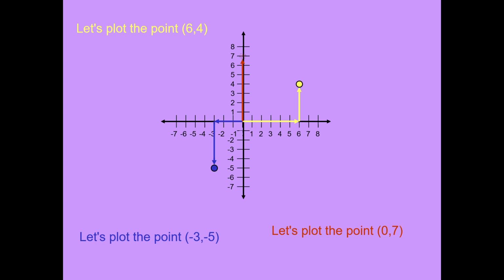Another point here is (0, 7). Starting at 0, go up 7, and there's the location of that point. Plot the point (-6, 0). Here x is -6 and y is 0, so it will be located here.